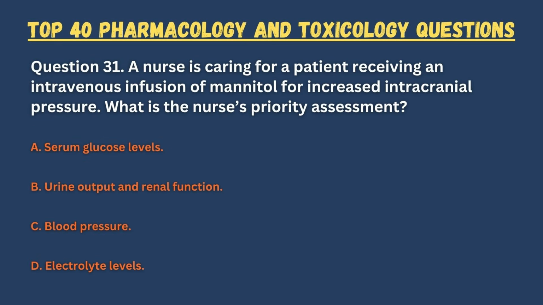Question 31. A nurse is caring for a patient receiving an intravenous infusion of mannitol for increased intracranial pressure. What is the nurse's priority assessment? A. Serum glucose levels. B. Urine output and renal function. C. Blood pressure. D. Electrolyte levels.